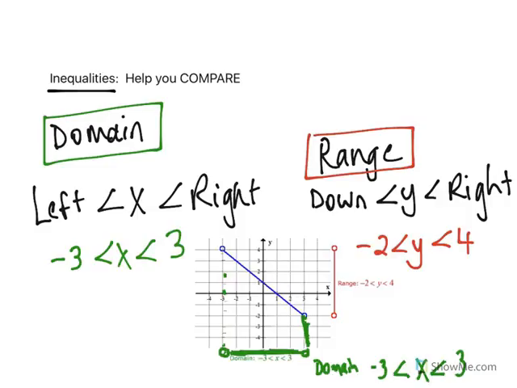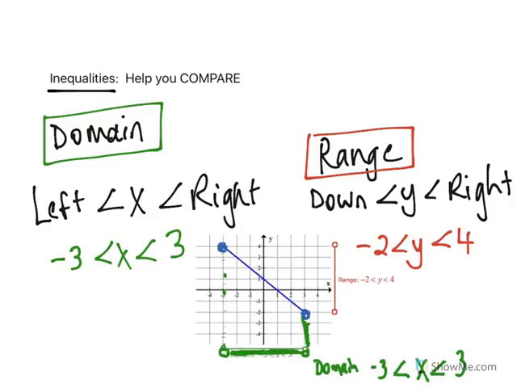Now, if you'll notice here on the graph, we have a hole here, and we have a hole here. The point does not go like this, right? So therefore, in our domain, we left a hole here, and we used the less than symbol.